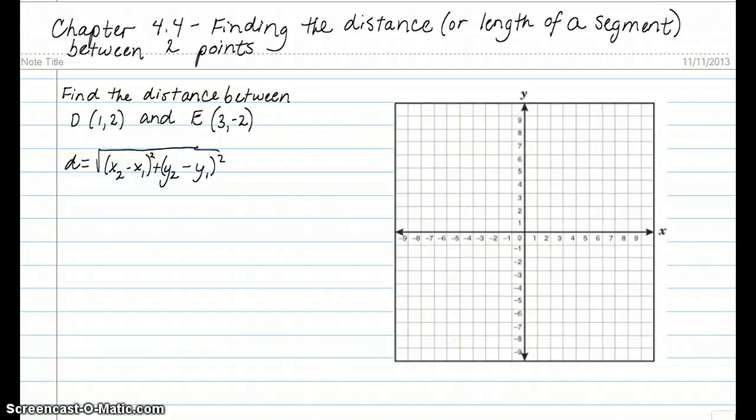This is chapter 4.4, finding the distance or length of a segment between 2 points. You're being asked to find the distance between D, which is (1, 2), and E, which is (3, negative 2). Let's try that one again, I put it in the wrong spot. (3, negative 2). We're going to connect those with a straight line.